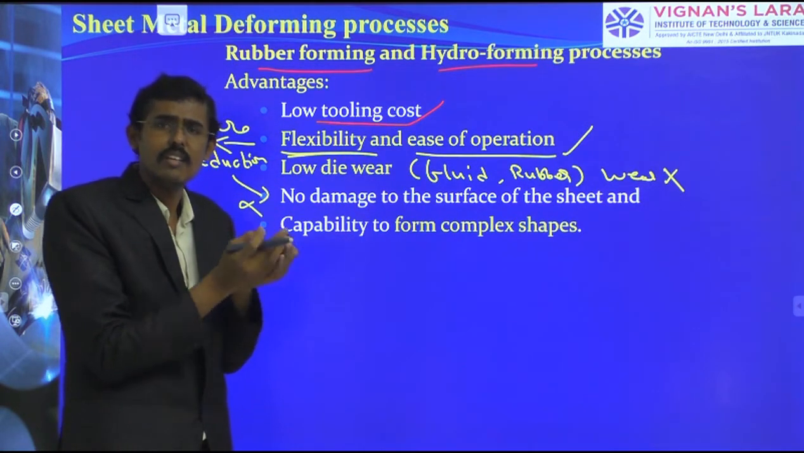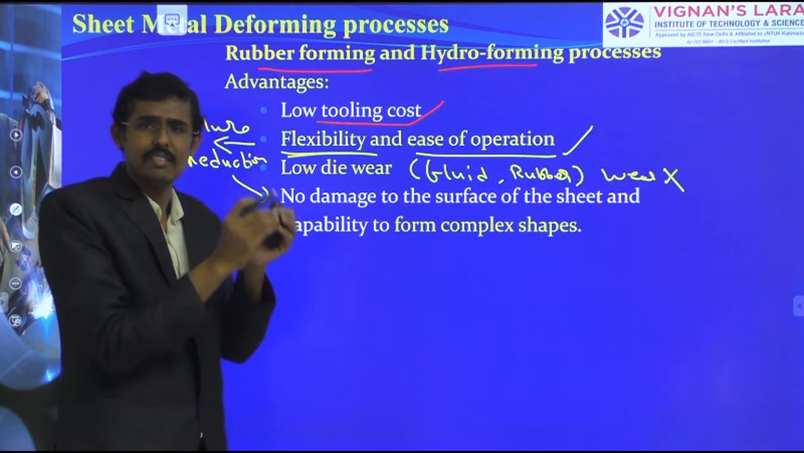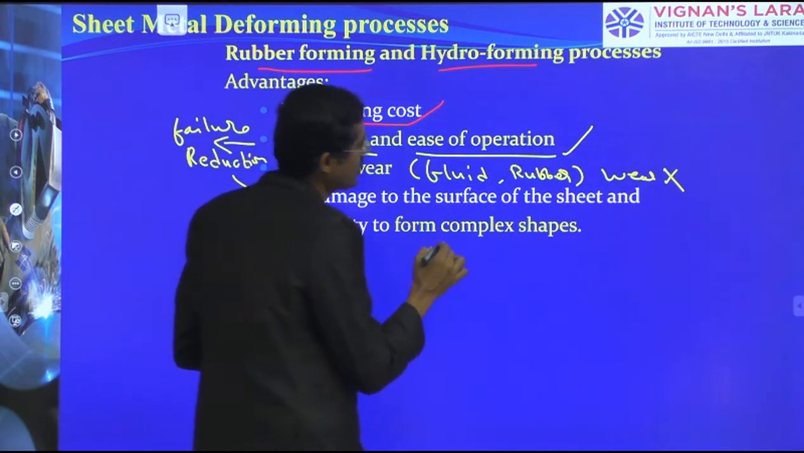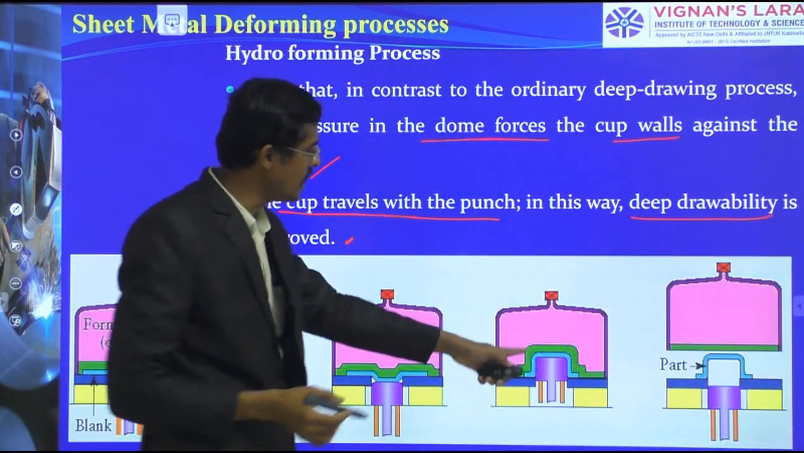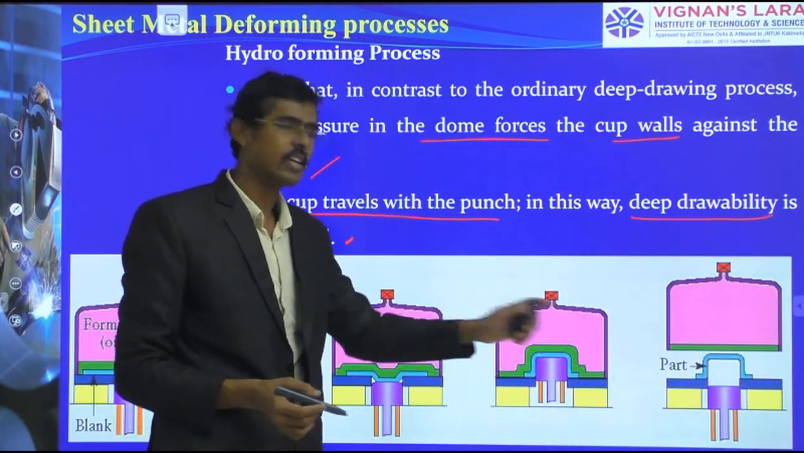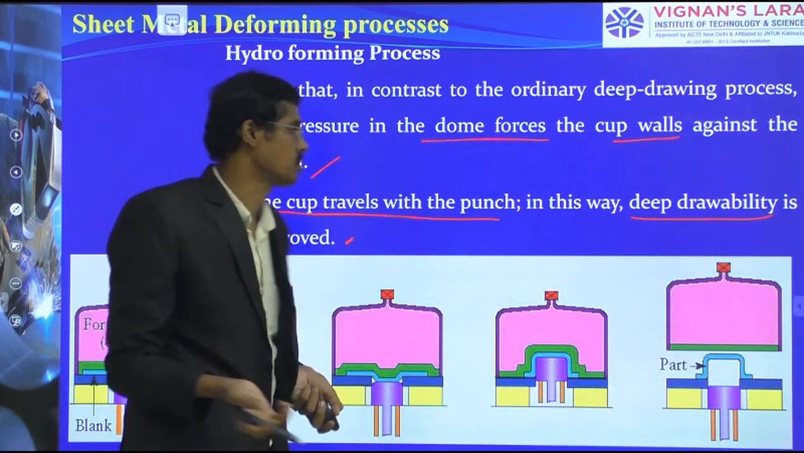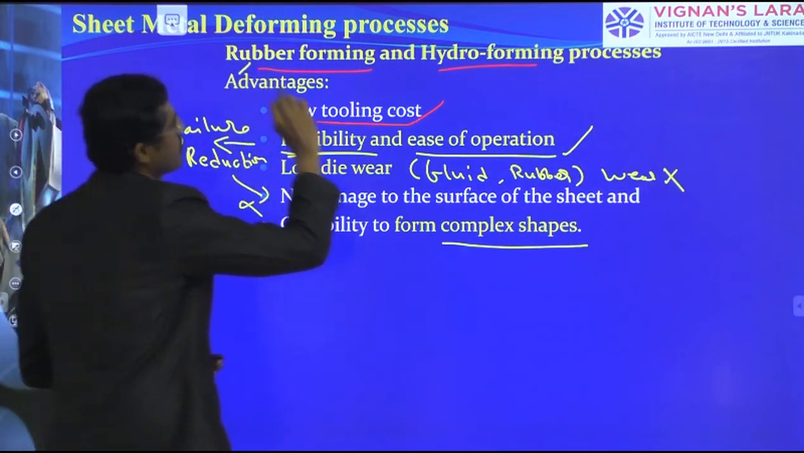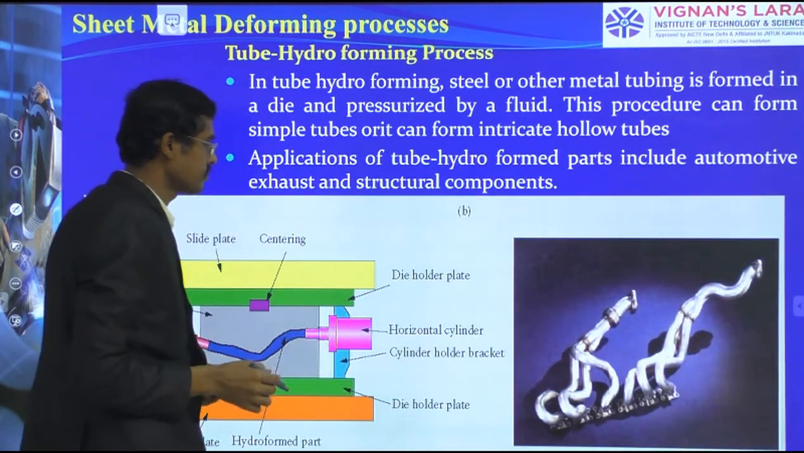What we need is that we specifically go with a controlled pressure. Capability of forming complex shapes: if this die is changed, according to that we can convert the shape also. So that is how these are the advantages of rubber forming and hydroforming.